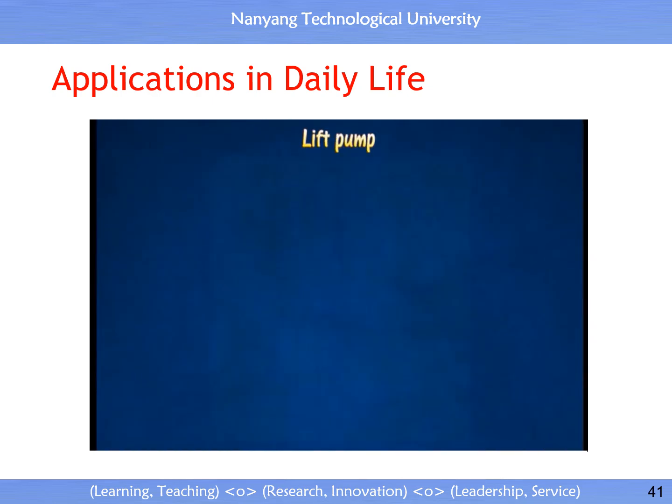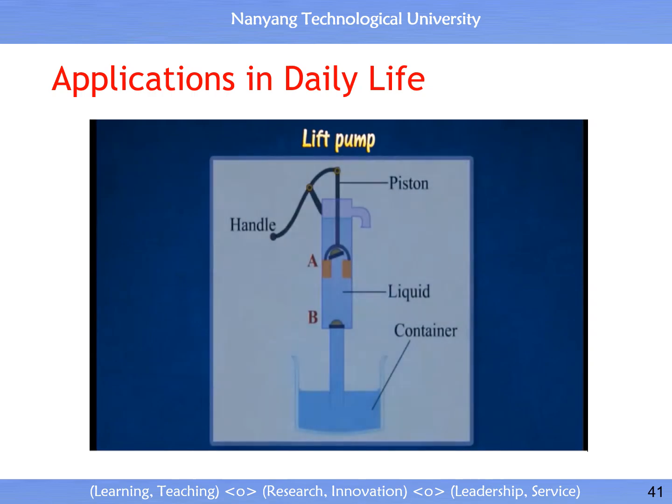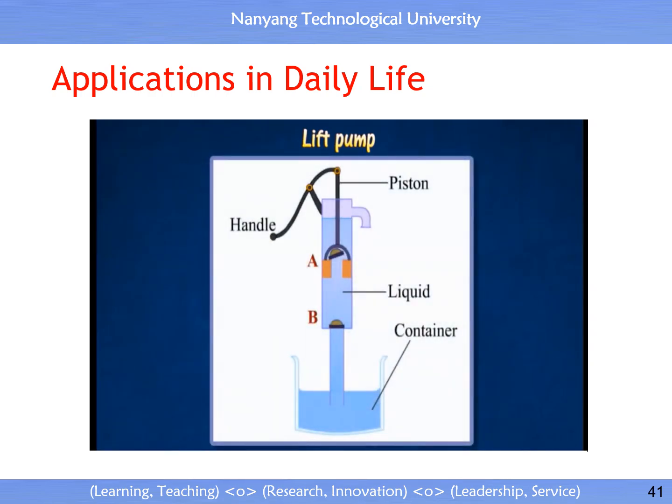The lift pump is usually used to draw out liquids, such as kerosene from a tall tin or a tank. It consists of a barrel which has a sliding piston, with a side tube near the top to act as a spout. There are two valves, A, fixed on the piston, and B, fixed at the bottom of the barrel. Both these valves open upwards.